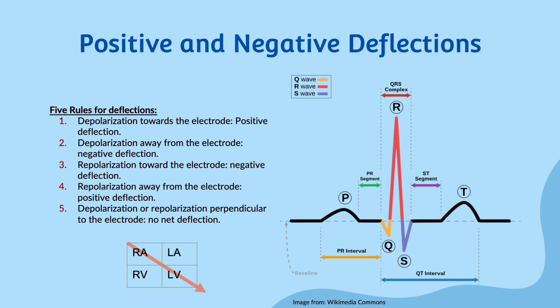And finally, rule number 5, depolarization or repolarization perpendicular to the viewpoint of a positive electrode results in no net deflection.